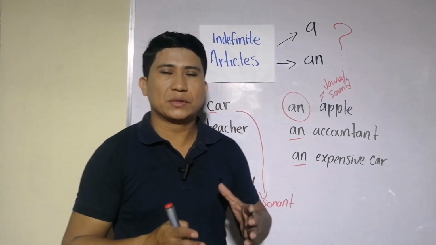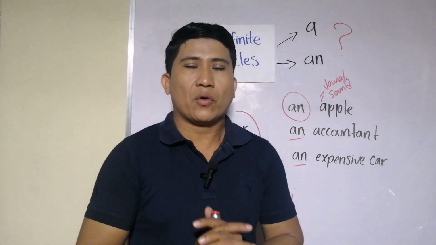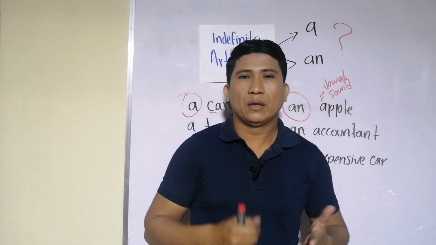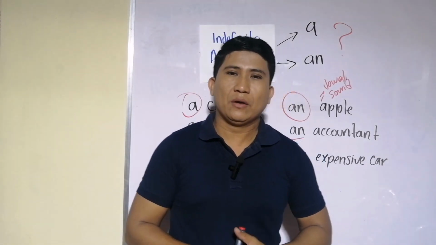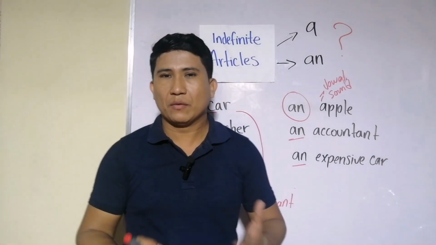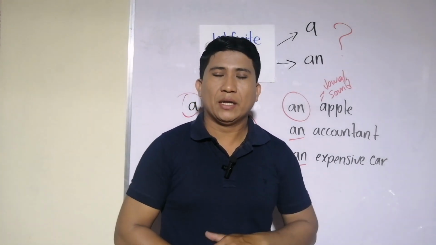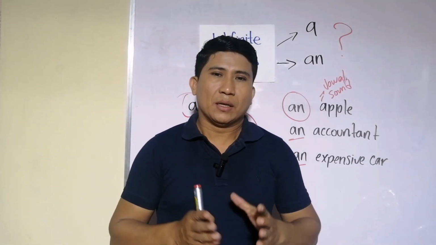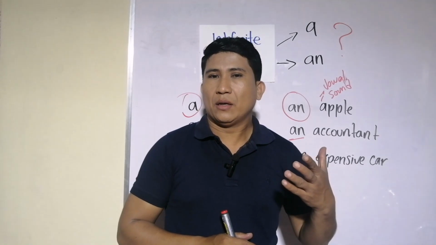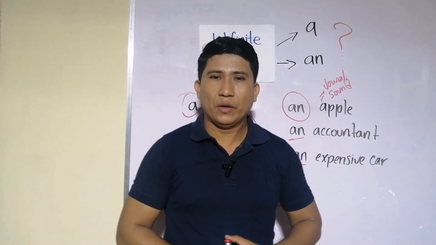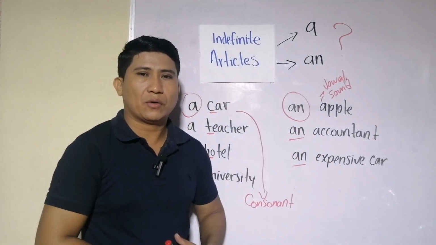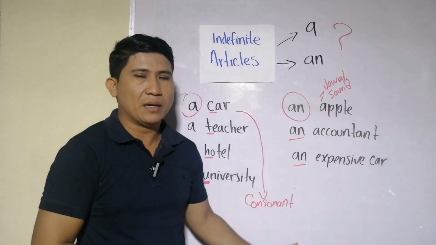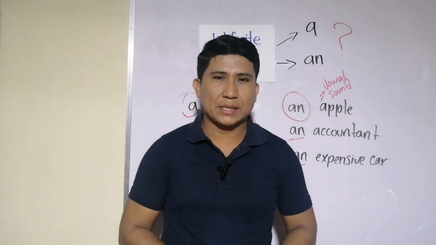Just to recap, we use the indefinite article "a" or "an" when we don't specify the thing or the person that we are referring to. We use the indefinite article with singular countable nouns, and we also use "a" before consonant sounds. We use "an" before vowel sounds.